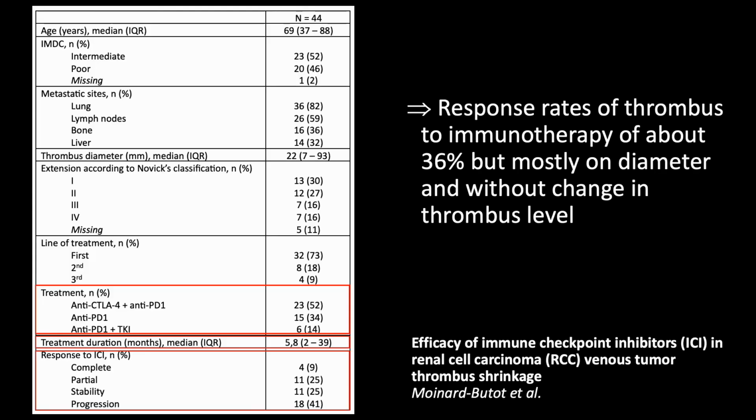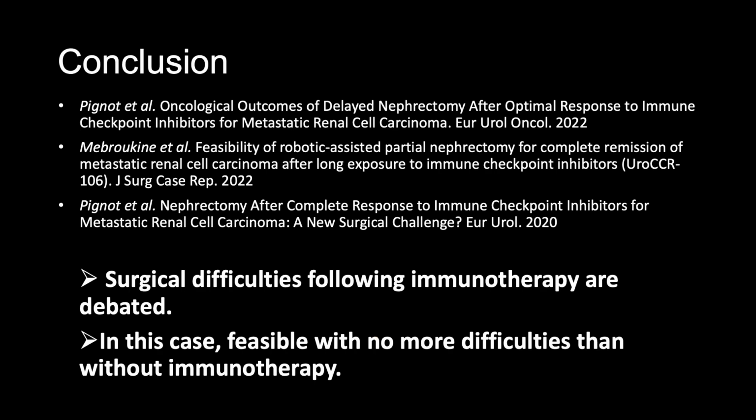This multicentric French retrospective study included 44 metastatic patients with venous thrombus and treated with immune checkpoint inhibitors. It showed a response to immunotherapy of about 36%, but mostly on diameter and without change in thrombus level, which is consistent with our case. Finally, the impact of immunotherapy on surgical difficulties is debated. In this case, surgery was feasible with no more difficulties than without immunotherapy.